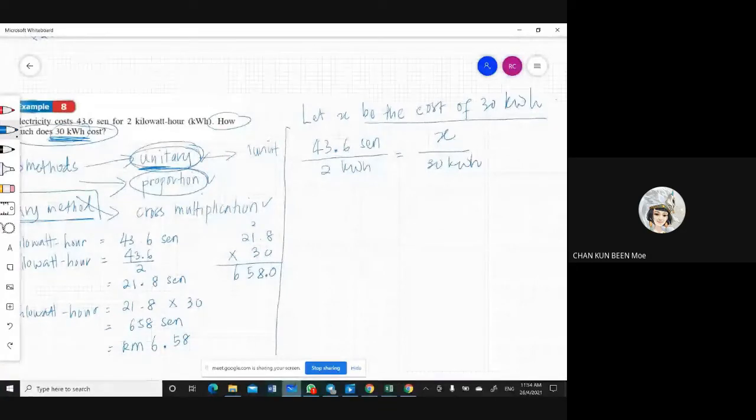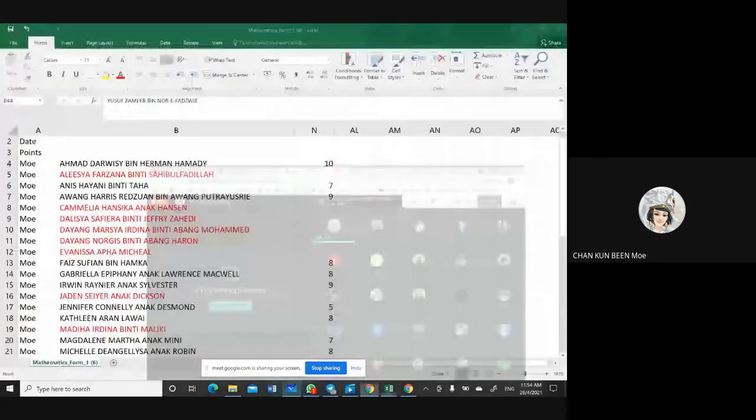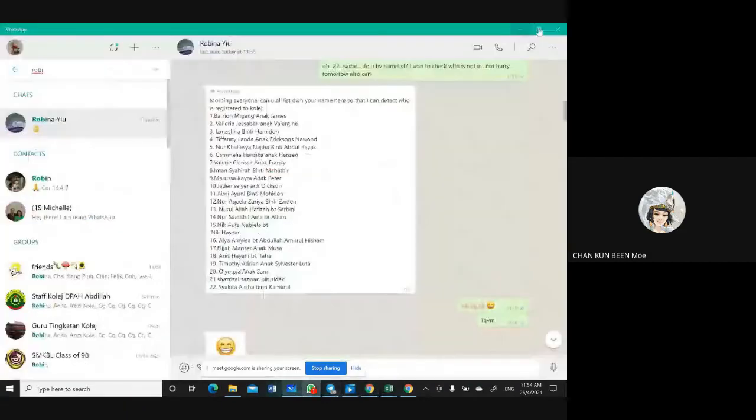We just need to find out how to get 30. You multiply by what? 2 becomes 30, multiplied by what? Can you all tell me? 15.